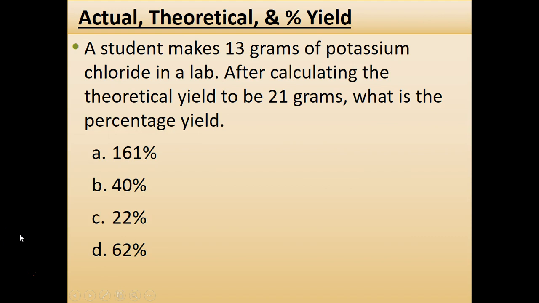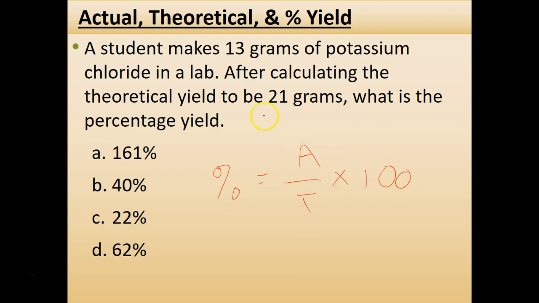We're going to work an example here right now. A student makes 13 grams of potassium chloride in a lab. After calculating the theoretical yield to be 21 grams, what is the percent yield? So first thing I'm going to do is write down my formula. Percent yield is equal to actual divided by theoretical times 100.